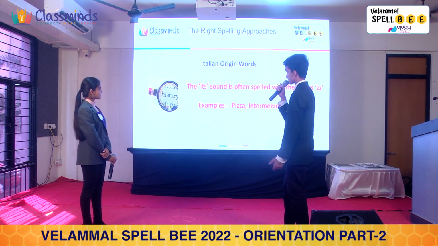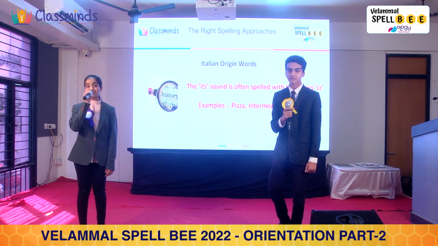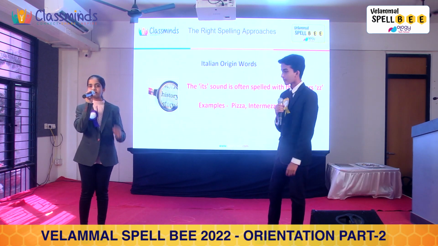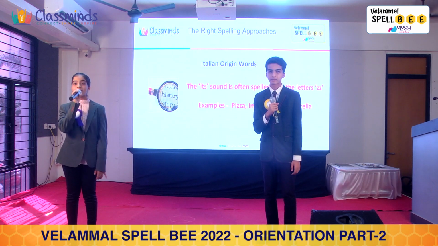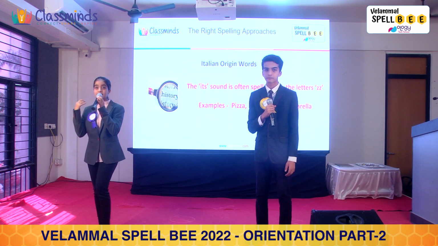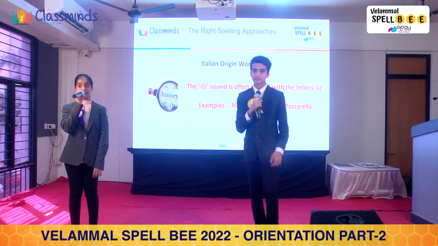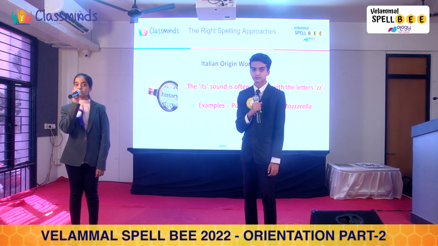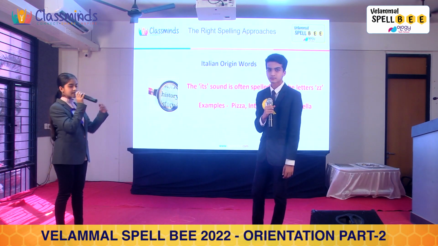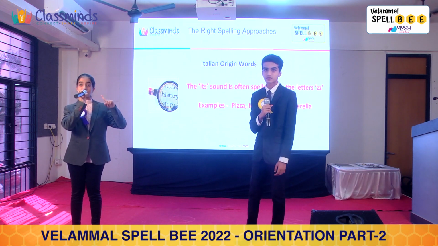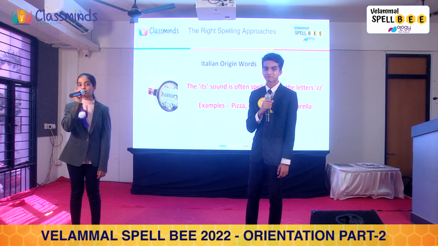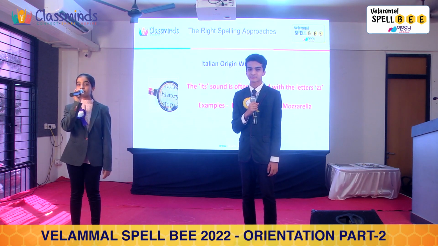Can we have the next slide? Okay, we're now going to Italian origin words, like we mentioned, and we're going to talk about a very simple pattern, this its sound. When we say two Z's together, a lot of us might think the pronunciation is just Z, but in fact, in a lot of different words, it's its. So we have examples like pizza, intermezzo, and mozzarella. What do you notice? When you pronounce these words, you have this its sound.